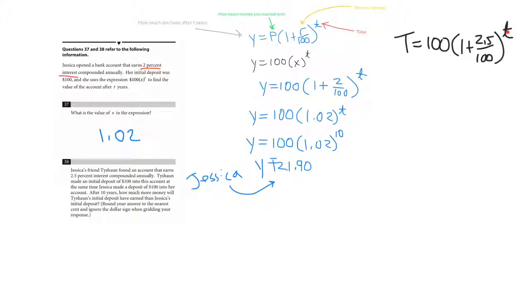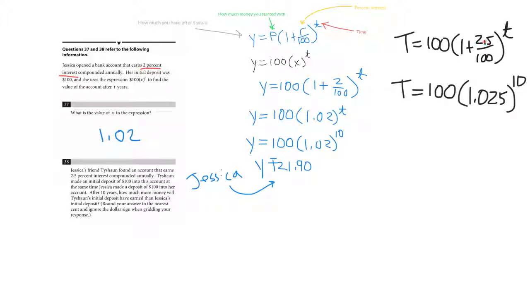On the next line, let's turn this into a decimal. I mean, 2.5 over 100. Well, anytime you divide by 100, it's really moving the decimal place over twice to the left. So 2.5 over 100 is really 0.025. So this is going to be 1 plus 0.025. So this becomes 100 times 1.025, and that's going to be raised to the 10th power.